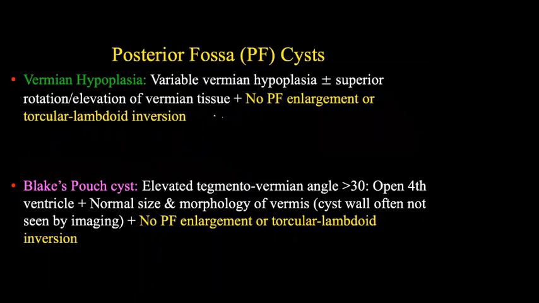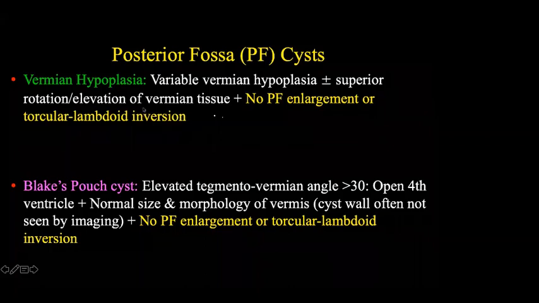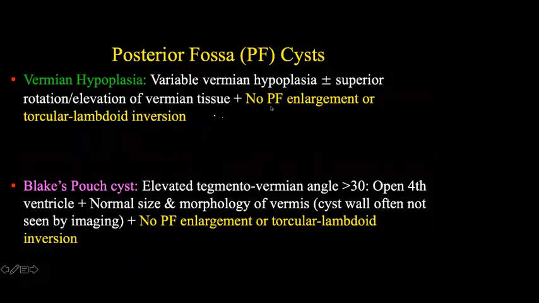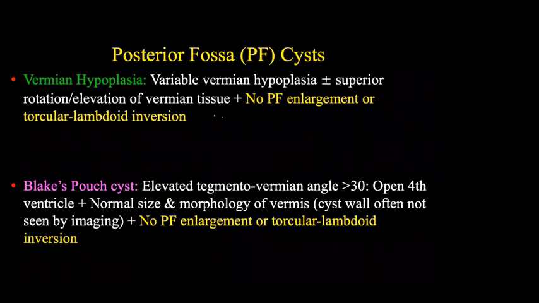Vermian hypoplasia, so there's a variable degree of vermian hypoplasia, and it can be associated with some rotation, but there is no enlargement of the posterior fossa, and the torcular lambdoid relationship is within normal.